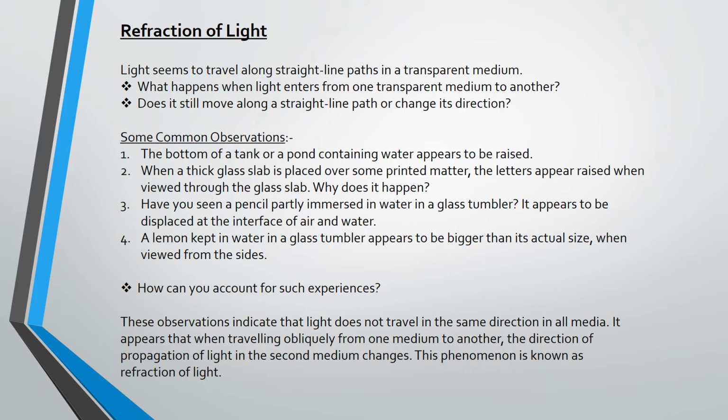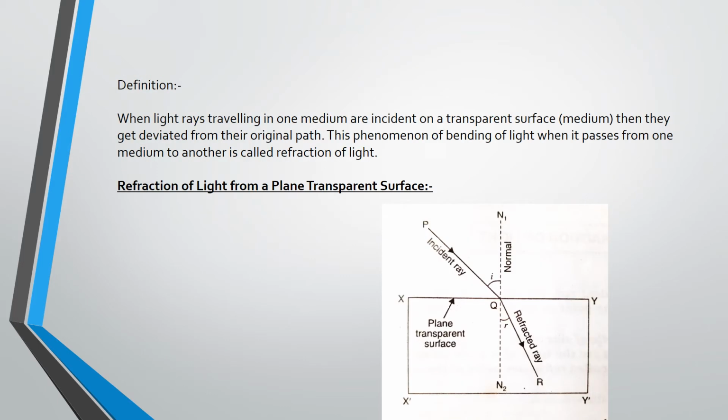Now, how do we define refraction? When light rays traveling in one medium are incident on a transparent surface of another medium, then they get deviated from their original path. This phenomenon of bending of light when it passes from one medium to another is called refraction of light.